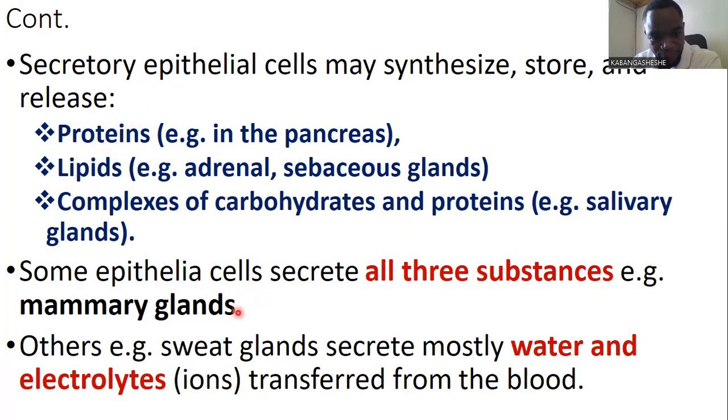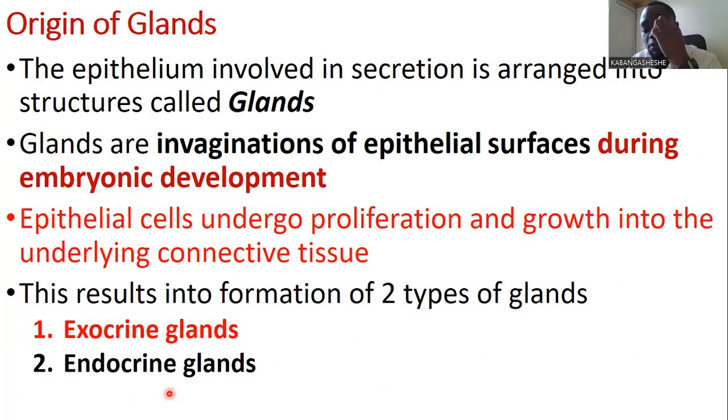For example, the breast, the mammary glands, produce milk, and the milk is a composition of all these macromolecules plus water and electrolytes. For example, calcium and sodium, those are electrolytes. Now, let's look at exocrine glands in more detail. So from now onwards, we can shelve endocrine glands.